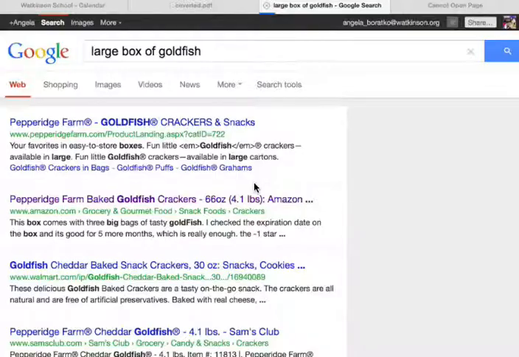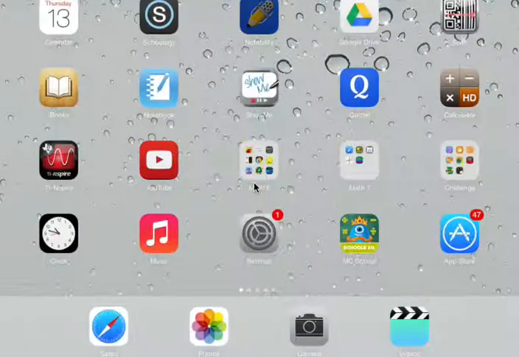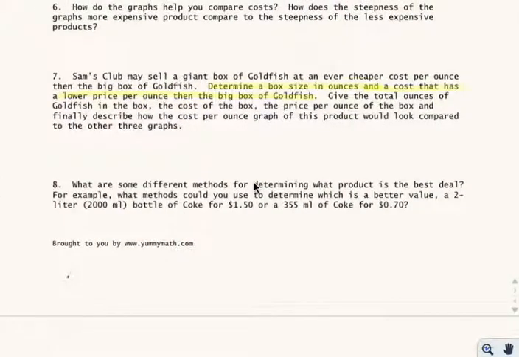This is a piece of the problem that you could do independently. You can explore different size boxes of goldfish and figure out the unit rate so that you know whether or not it's a better value than the big box that we already know about. So once you know that, you're going to find the total ounces and the cost of the box and the price per ounce. Those are the 3 things we already spoke about.